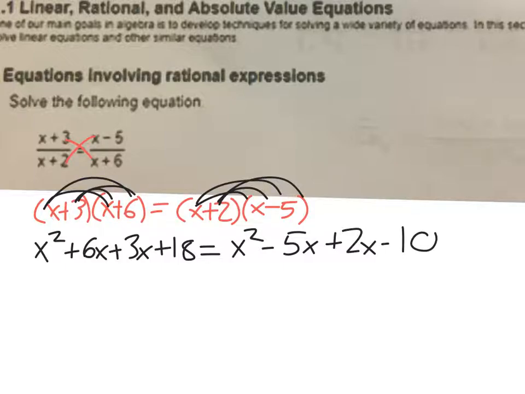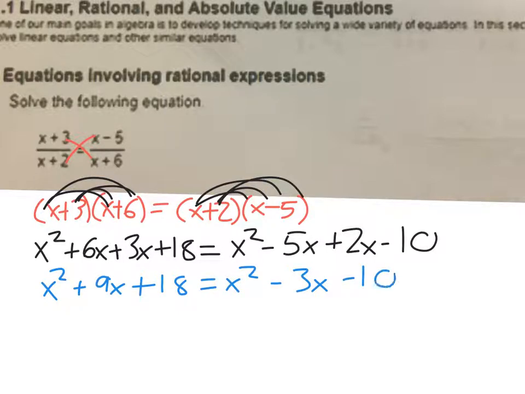Now we want to gather our like terms on each side of the equation. 6x plus 3x gives 9x plus 18. And then negative 5x plus 2x is negative 3x minus 10.